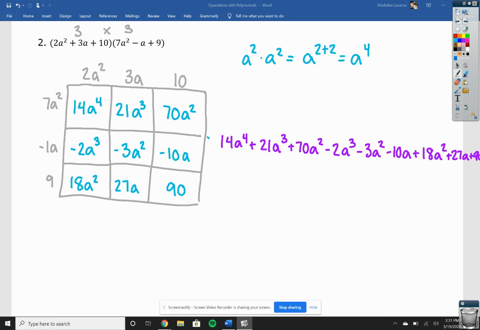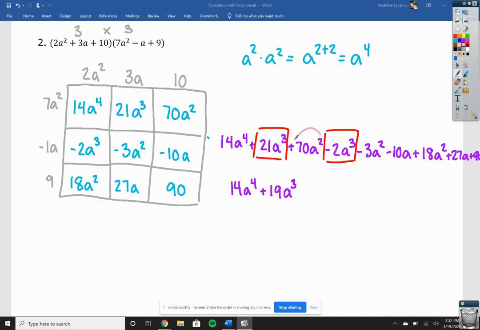Now we just have to find the like terms. So 14a to the fourth, that one doesn't have any. 21a to the third. That's going to be the same as negative 2a to the third. Actually, I'm going to rewrite these as we go. So I'm going to have 14a to the fourth. Now, what are these two? They're like terms. When you combine them, 21 plus negative 2, that's going to give us 19a to the third.